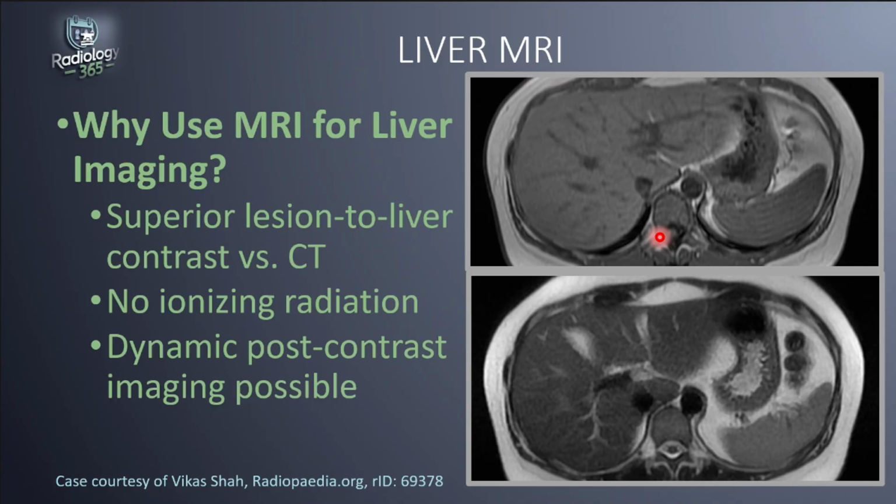So in this image, we are showing a T1 weighted image and a T2 weighted image just to show how the liver typically appears on these phases. So on T1, comparing the liver to the spleen, we can see that the liver is a little homogeneously hyperintense compared to the spleen, and on T2 the liver is homogeneously hypointense compared to the spleen.